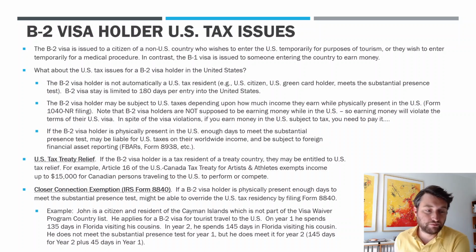So John in this example, he would meet the substantial presence test in year two. So what he would want to do is file that 8840 to claim the closer connection and try to avoid all this nonsense up here that I'm circling, right? The Form 1040 filings, the FBARs, the 8938s. It can be a disaster to become a U.S. tax resident. So try to avoid it if you can. If you're a U.S. citizen or a green card holder or you want to live in the U.S. full time, well, yeah, that's what we've got to deal with.